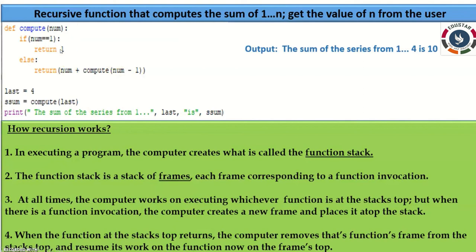So again the statement will be called, and it will execute a number of times. And then what is the output? The sum of the series 1 to 4 is 10. That means 1 plus 2 plus 3 plus 4, correct? After execution, the base case stops it there and it is printed. The sum of the series from 1 to last, that is 1 to 4, is 10.